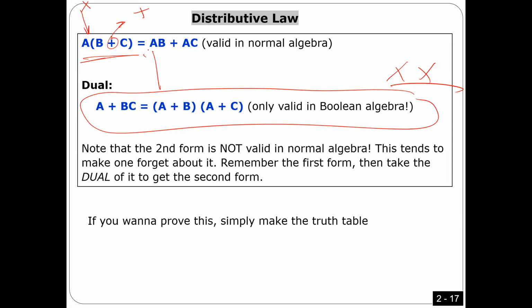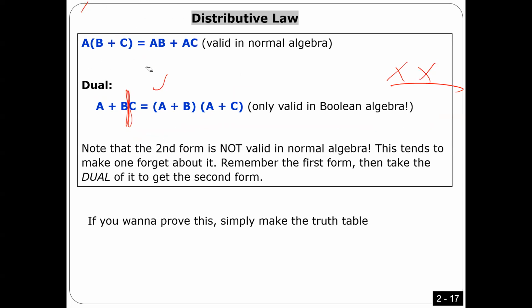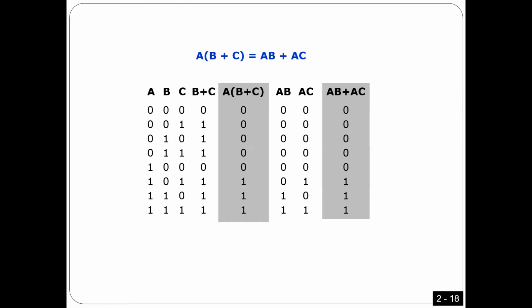So what I did here is exactly similar to what I did here. You have to keep the operation here and then do the distribution this way. Any questions? So here we have this one in Boolean algebra, but it is not in normal algebra. Anyway, again, I want to show you why this is true.